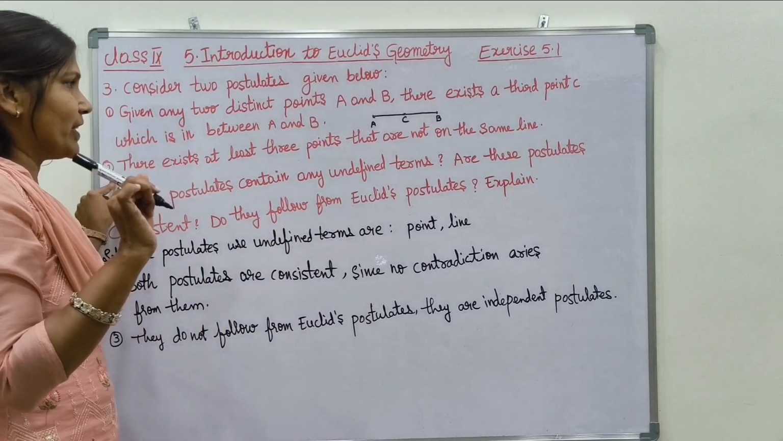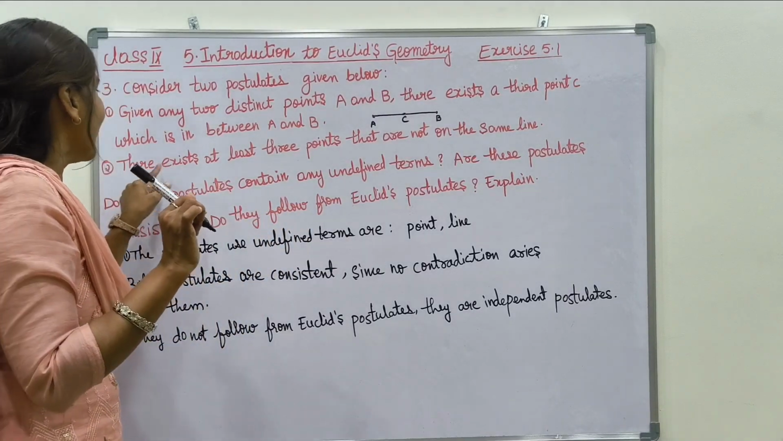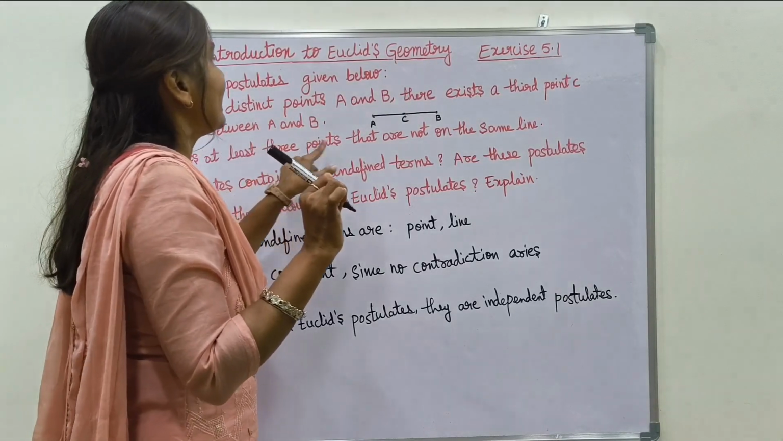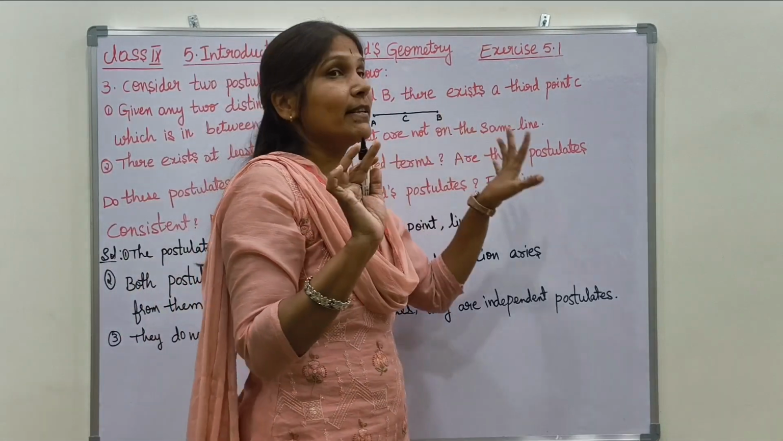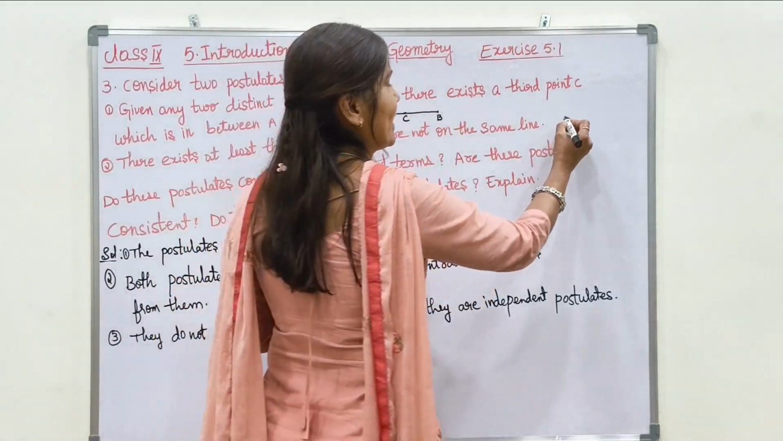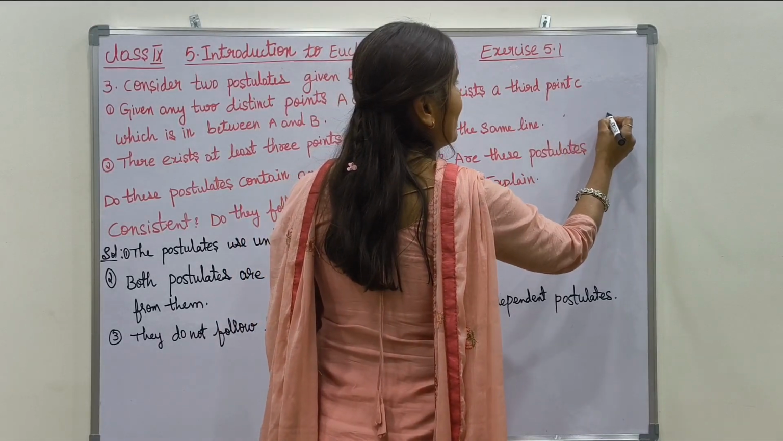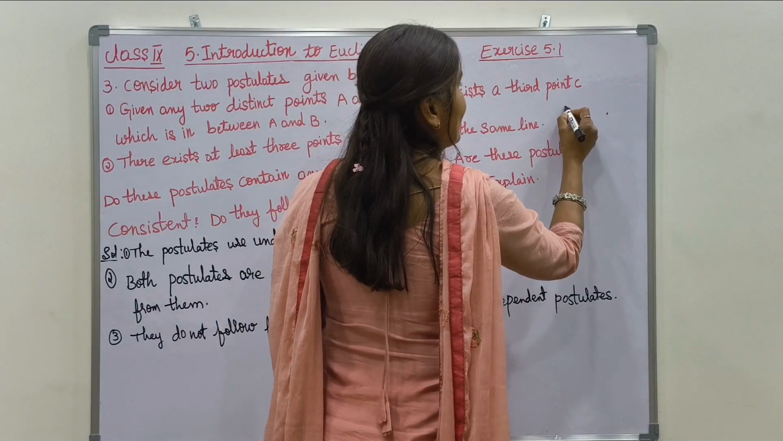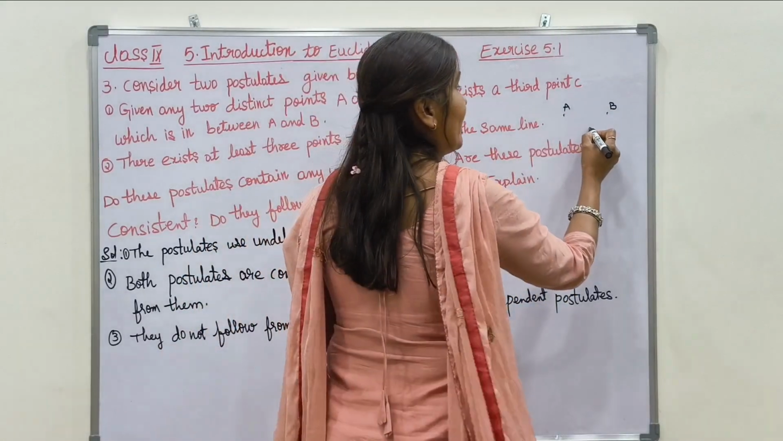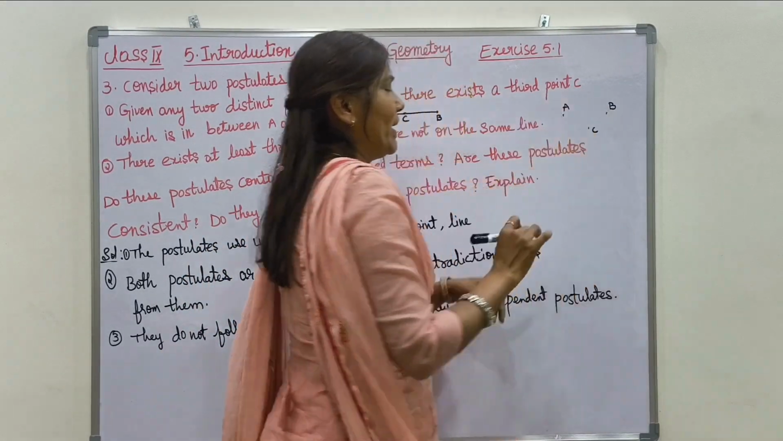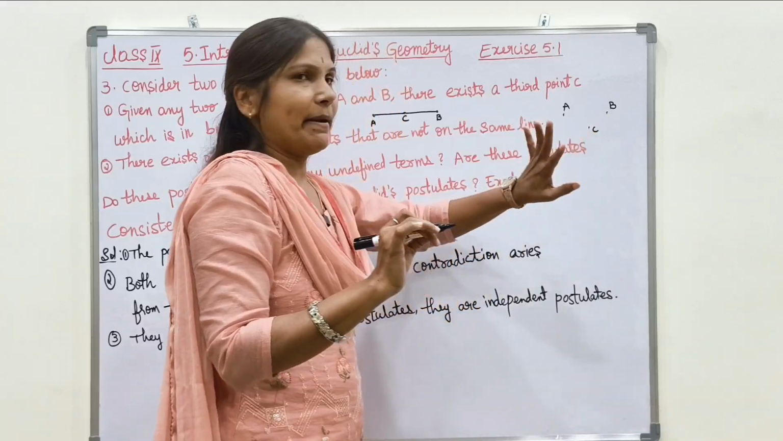Next, the second postulate, carefully listen. There exists at least 3 points that are not on the same line. So we will take 3 points. See here, I am taking 3 points, and I am giving the names A, B, C. See, the third point we don't want on the same line. So A, B, C I am taking.